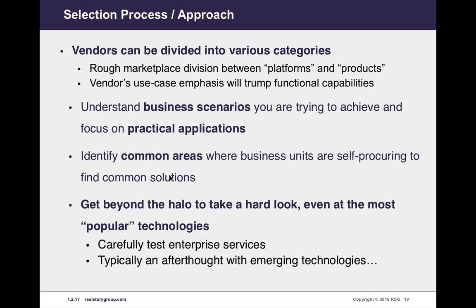So in this last section, we have about 3-4 minutes left, so I'm going to talk a bit about the process. Hopefully you have access to some good vendor evaluation research, and you create your own custom shortlist and get your teams aligned. In a sense, what you're trying to figure out is what are the scenarios that you're going to look at, while focusing on practical applications. You may also want to identify the common areas where the business units may be self-procuring solutions.